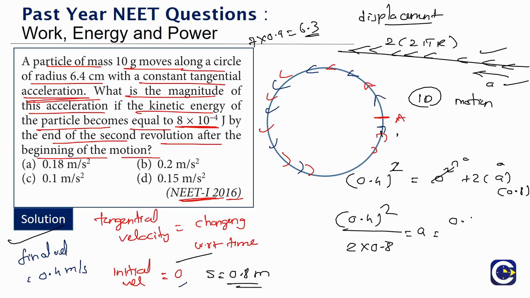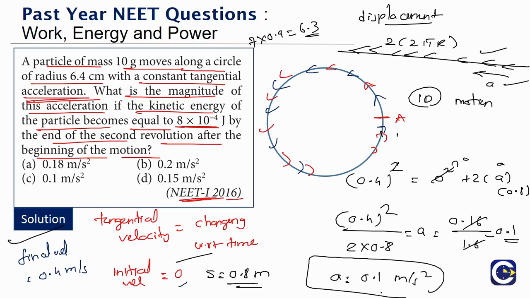0.4 square means what? 0.16. 2 into 0.8 means 1.6, that is 0.1. So the acceleration value is what? 0.1. Since everything is the SI system of units, it will be what? Having a unit of meter per second square. So what is the correct answer for this? Option C is the right answer.